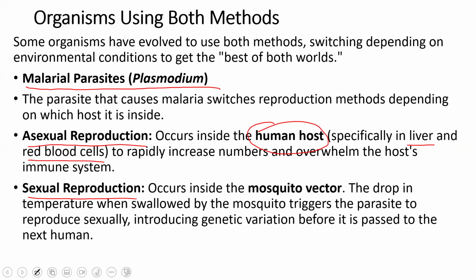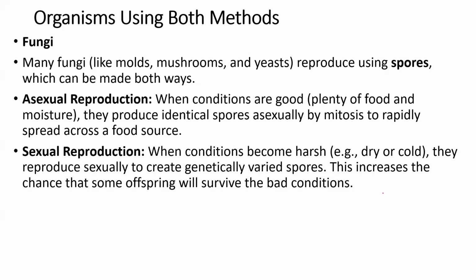Sexual reproduction occurs in the actual mosquito itself, and that is all to do with a temperature change. So the mosquito bites, sucks. When that then sucks out, what happens is it changes the plasmodium to then do sexual reproduction. Another example, fungi. Fungi do asexual reproduction when the conditions are good. They do sexual reproduction when the conditions are harsh.